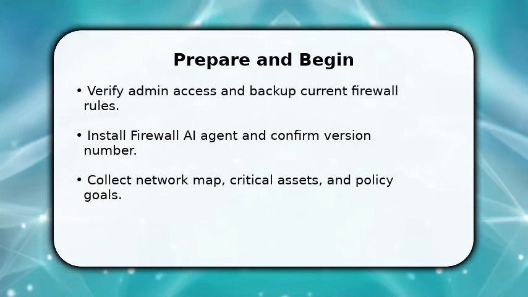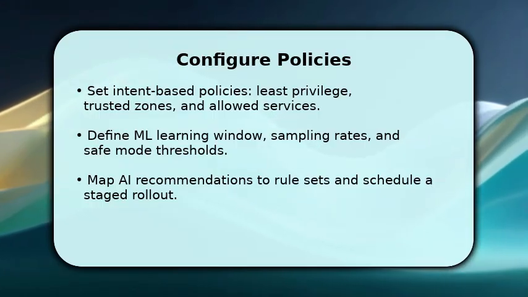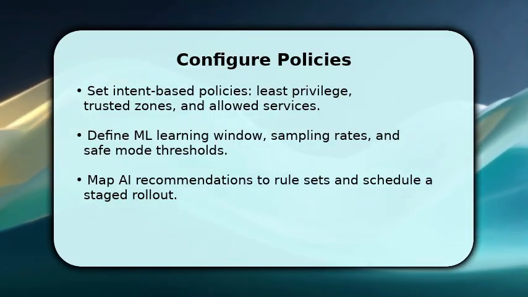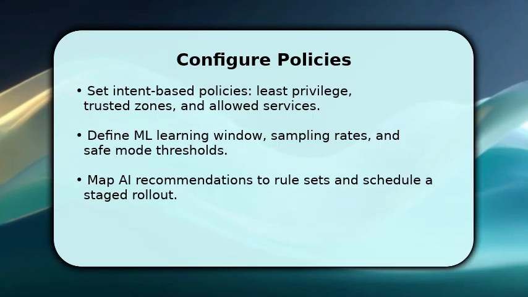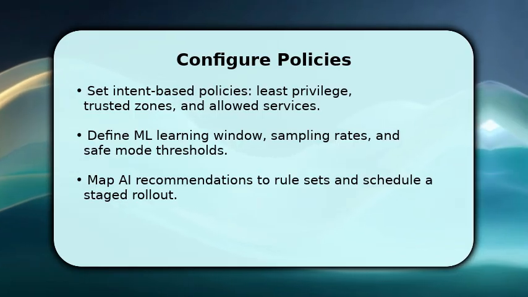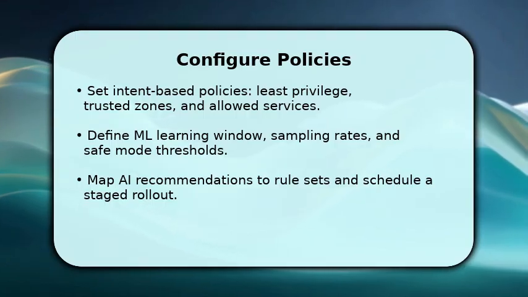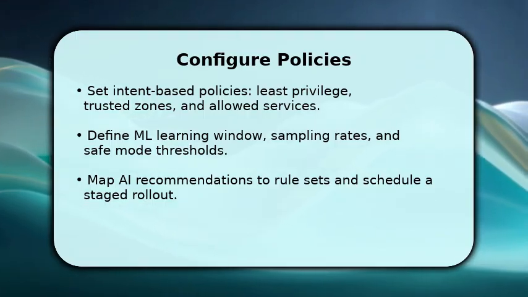You now configure intent-based policies, starting with least privilege and clear trusted zones, and decide which services should be allowed. Then, set the AI learning window and sampling rates so models see representative traffic without overwhelming the system, and enable safe mode thresholds to prevent risky auto changes.